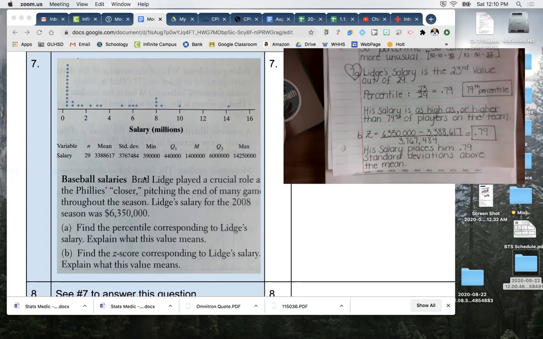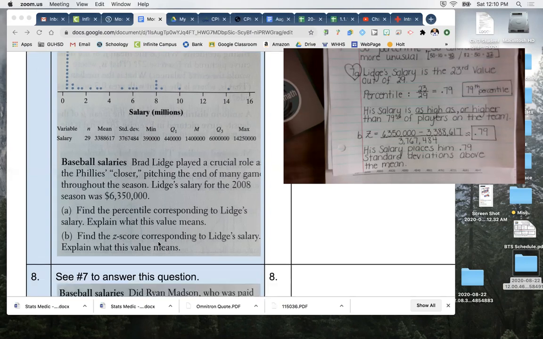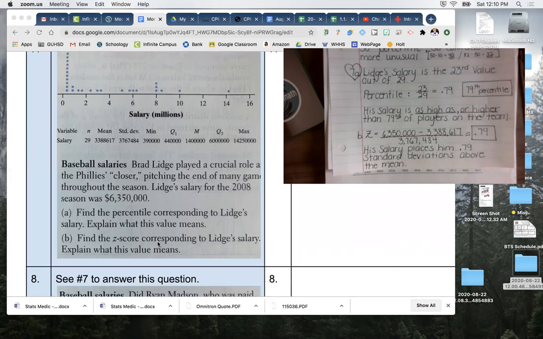In B, it says find the z-score corresponding to his salary. Well, the way I would need to do that, I would take his salary and subtract the mean. If you look right here, your mean is right there. You would have to have the mean because I need to figure out the distance from the mean, and then I'm going to divide it by the standard deviation. If you look, that is all right here, mean, standard deviation. So I'm going to take the distance that he is from the mean, so that 6.35 million, subtract out my 3,388,617, and then divide by my standard deviation. So you can see my math here for that, and I get 0.79.